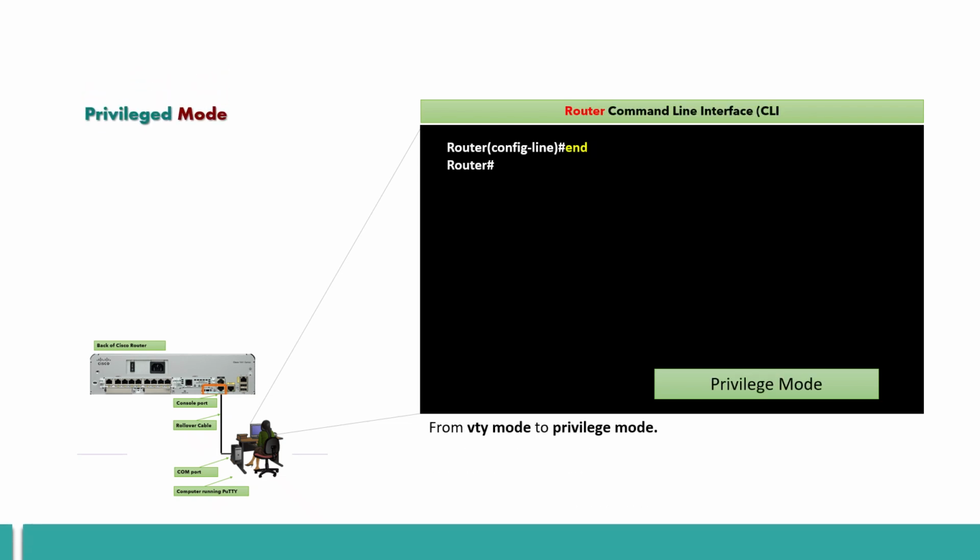To go back from the virtual terminal mode all the way to the privilege mode, type end, press enter. End will take you back from any mode that you're in to privilege mode of the router.